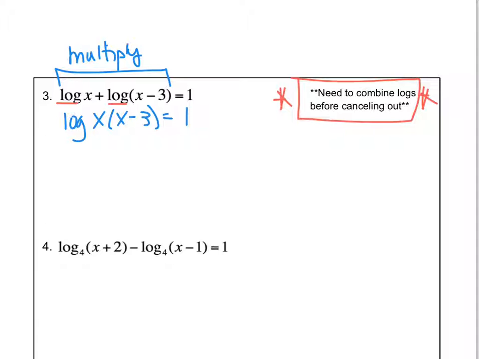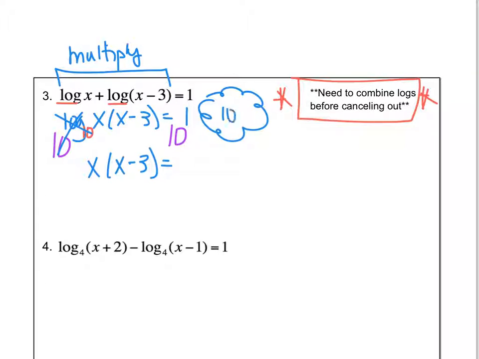And then our goal is to now get rid of the log. And this one is again a little different because it's the regular log. You have to remember that log by itself really has a base of 10. So now to cancel out the log, I make the whole problem have a base of 10. When the logs cancel out, this is x times x minus 3 equal to, this is really 10 to the first power. 10 to the first power is just 10.